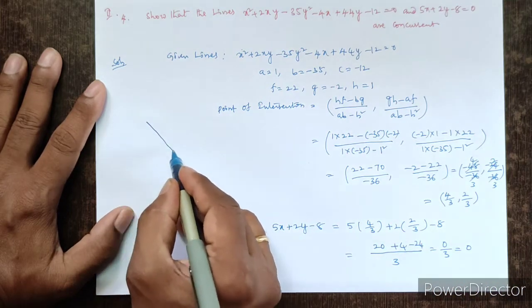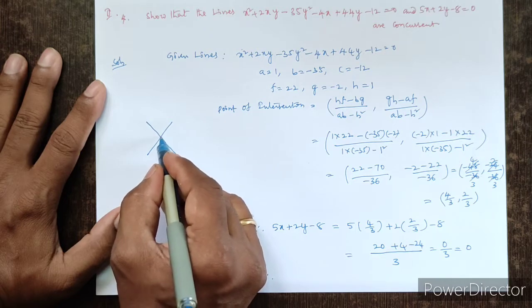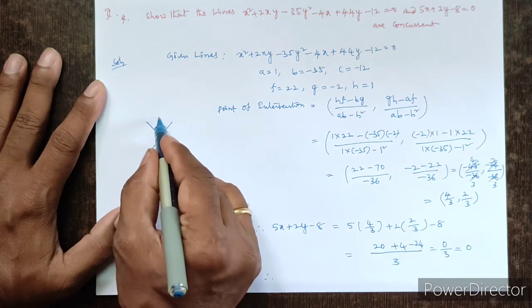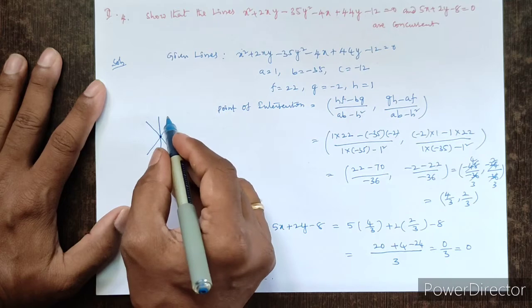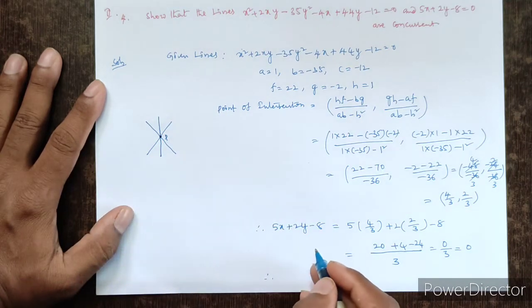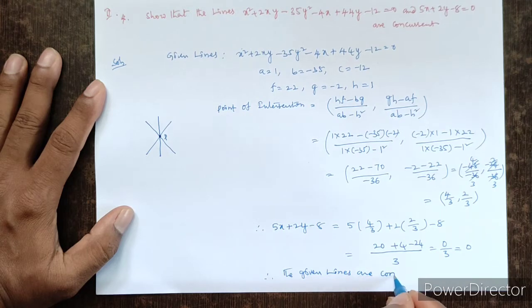See, like this, these are the pair of lines intersecting at a point. This is the point of intersection. This point of intersection is also on the given line. Therefore these lines are concurrent lines. The given lines are concurrent.